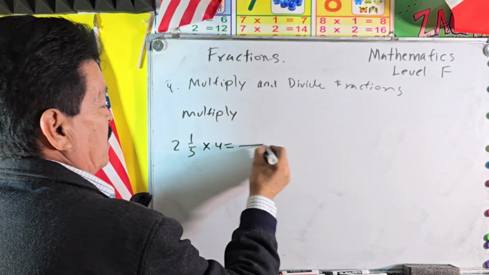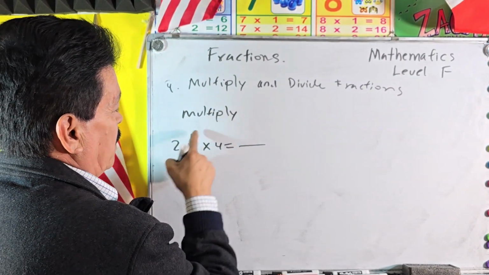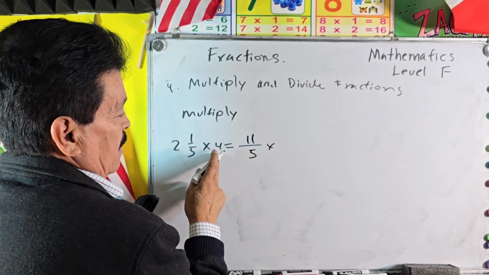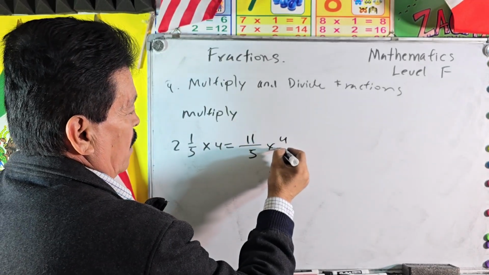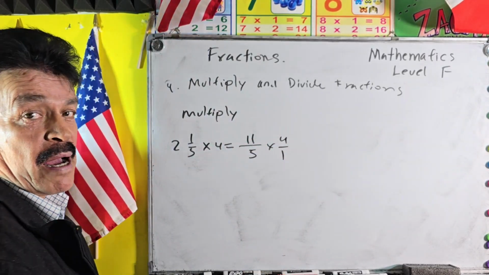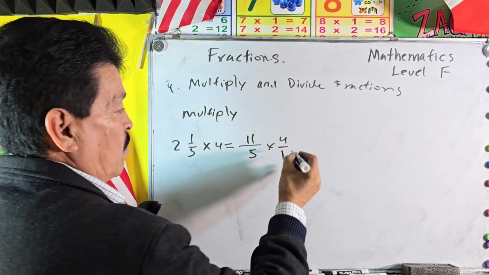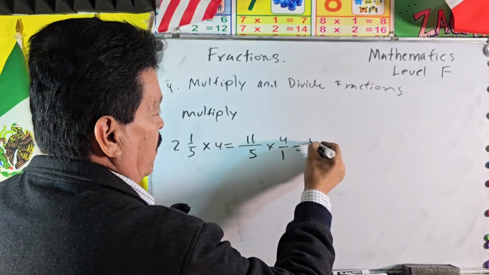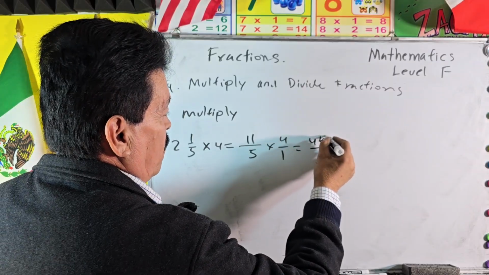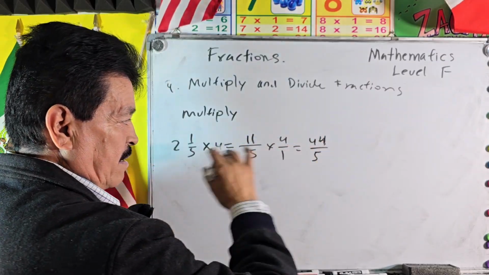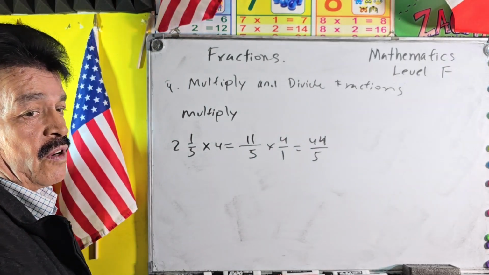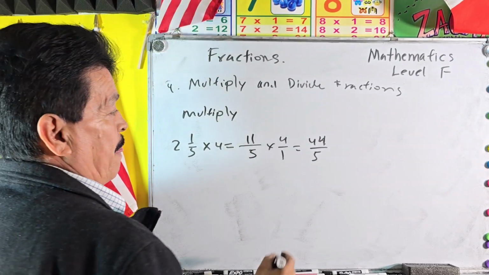We have to switch, remember. 5 times 2 is 10 plus 1 is 11. 11/5 times 4, suppose we have 4 over 1, the denominator is 1. So multiply: the rule is numerator to numerator is 44, and 1 times 5 is 5. Okay, so it's 44 fifths.